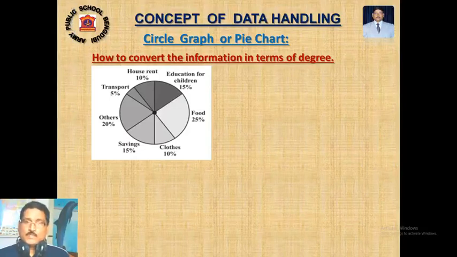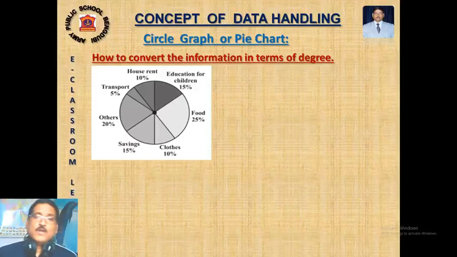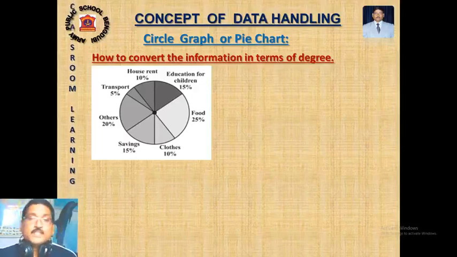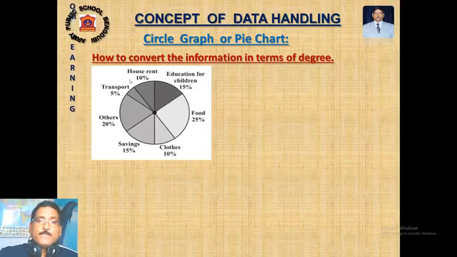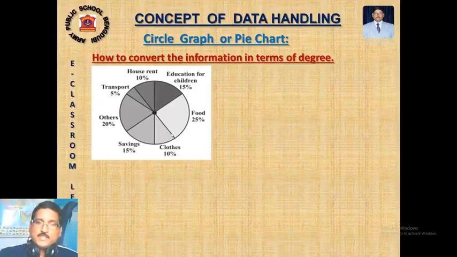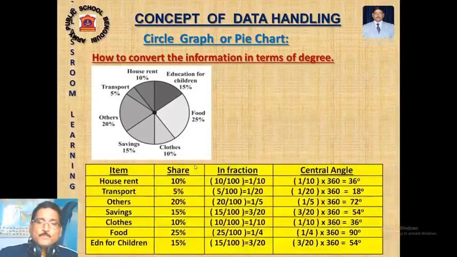When this type of conversion is there, first of all, percentage is given. You see a person's total income, and how he is using that total income is given in terms of percent in a pre-designed pie chart. Now the question asks you to convert the information in terms of degree. What we will do, I will draw a big rectangular table.